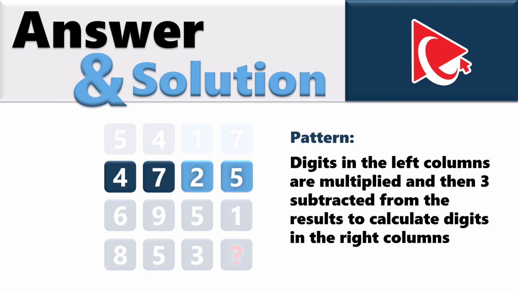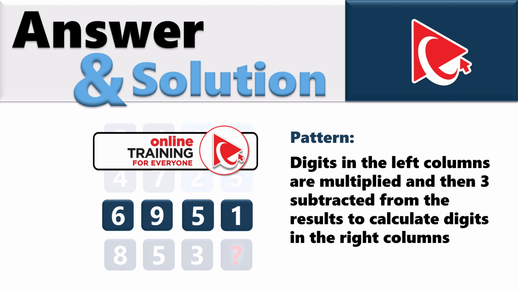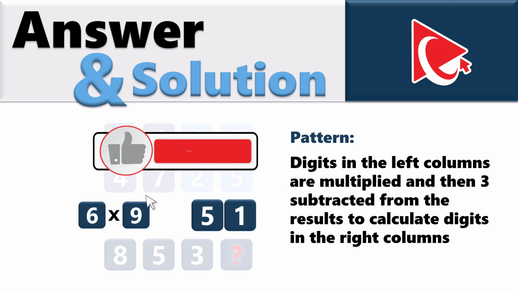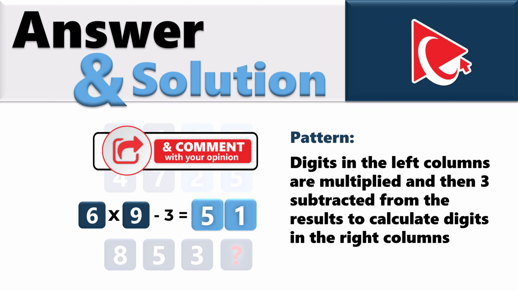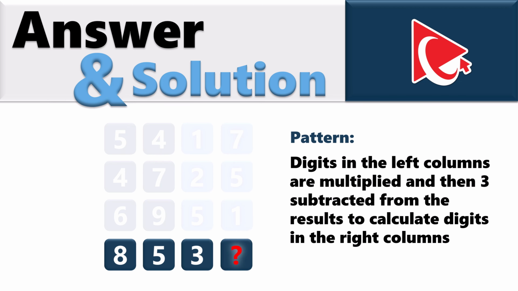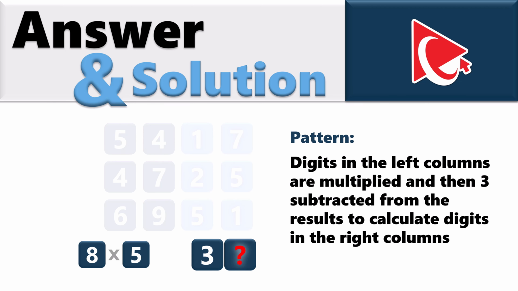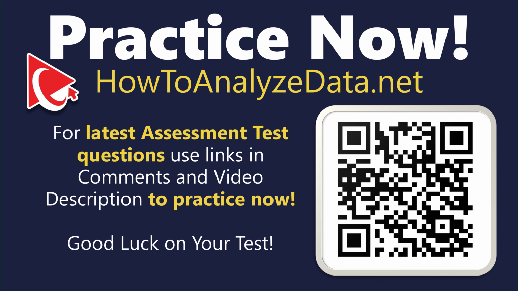In the third row, the numbers in the left columns are 6 and 9. 6 multiplied by 9 minus 3 equals 54 minus 3 and equals 51. And in the last row, the numbers are 8 and 5. 8 multiplied by 5 minus 3 equals 40 minus 3 and equals 37. So the answer here is choice C, 37.